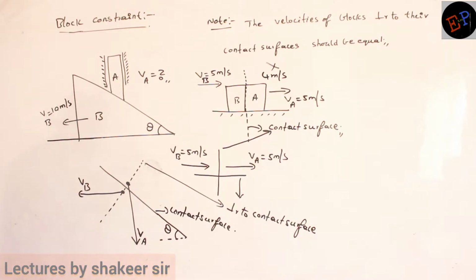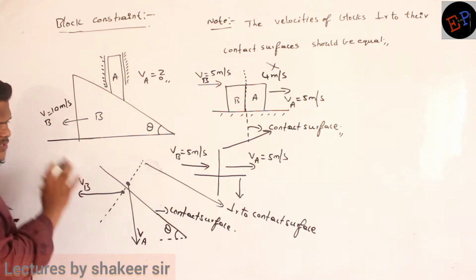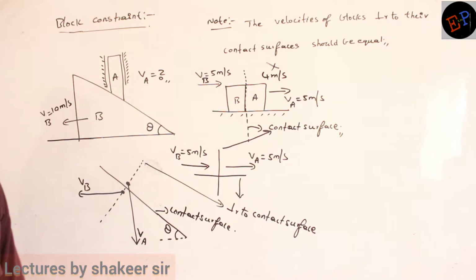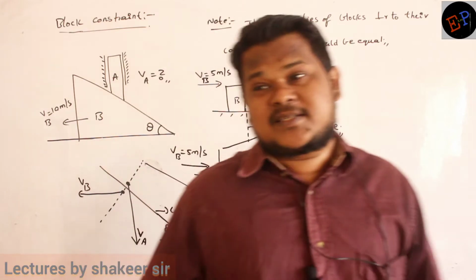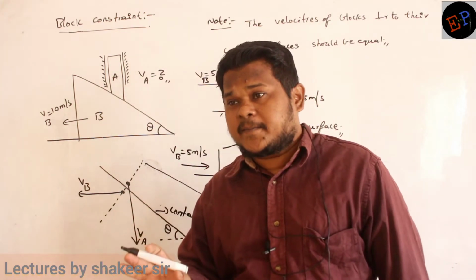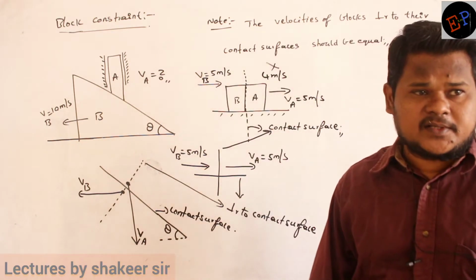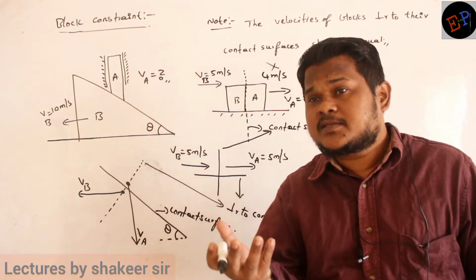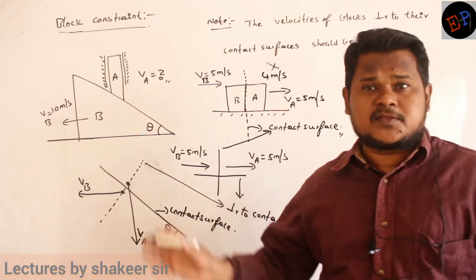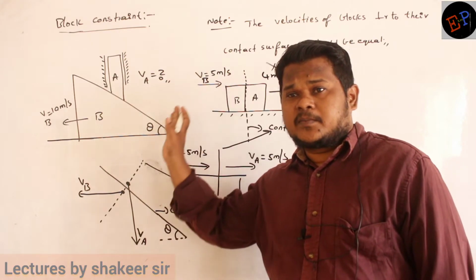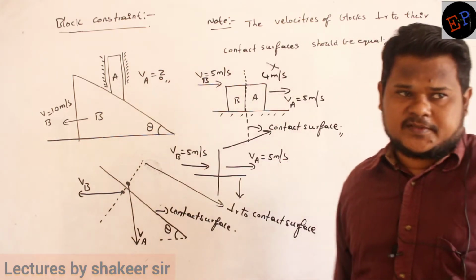Are you able to understand? Now, which velocities do I want? Because I want those velocities which are in the direction perpendicular to the contact surface. That is what I need. I want those velocities which are present in the direction perpendicular to the contact surface.